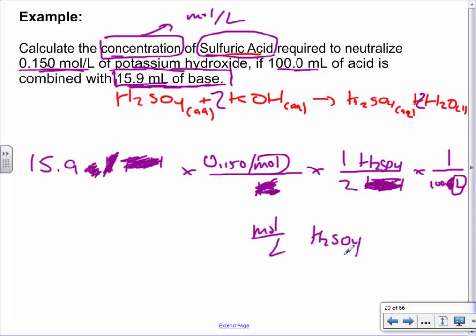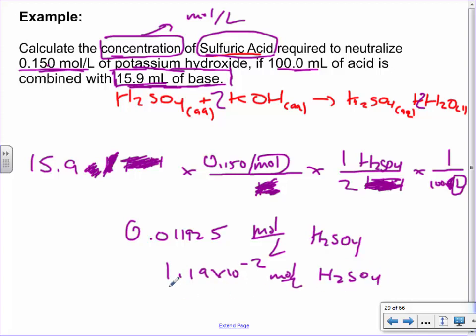So math-wise, take 15.9 times 0.150, divide by 2, and also divide by 100. You guys know how this 1 over 2 right here, you don't really need to times by 1, right? You can just divide by 2. Same logic right here. Rather than timesing by 1, just straight up divide by 100. I got 0.011925. So to finish it off, we need 1.19 times 10 to the minus 2 moles per liter of H2SO4. That's the concentration required to neutralize.